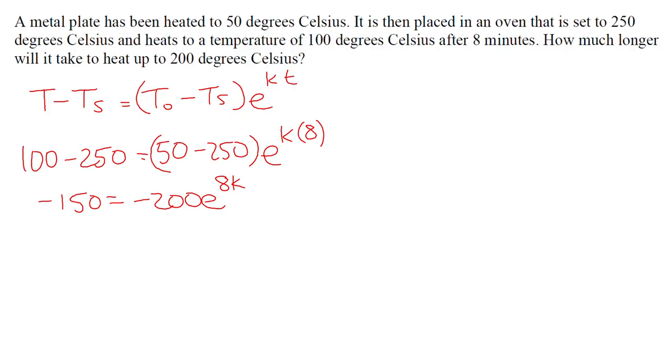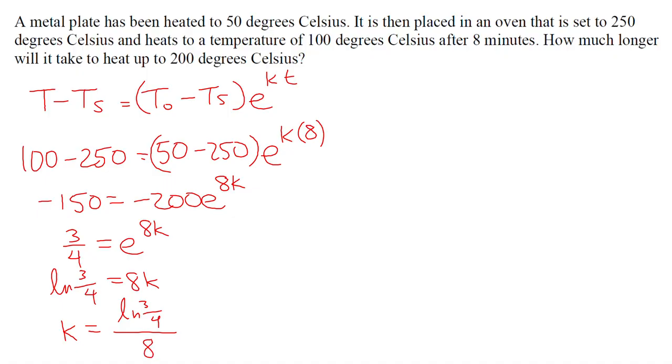And now we'll just solve for k. If you divide both sides by negative 200, you'll get 3/4 equals e to the 8k. If you take the natural log of both sides, you'll get the natural log of 3/4 is equal to 8k, or k is equal to the natural log of 3/4 divided by 8. And once we have that value for k, then we can figure out how much longer it will take to heat up to 200 degrees Celsius.